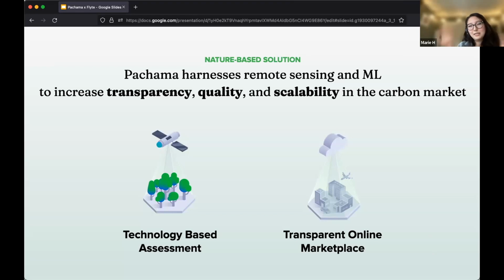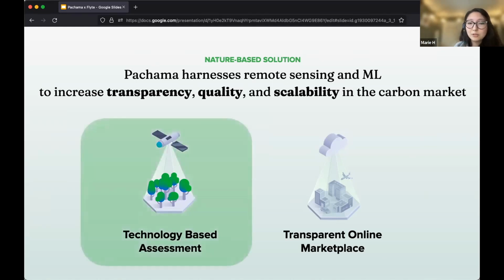So we have two buckets: focusing on technology-based assessment of the quality of carbon credits, and a transparent online marketplace. Within the first bucket of tech-based assessments, we work on things like an algorithmically generated impartial baseline off of which to calculate the crediting numbers, deforestation monitoring, and scaling hand-collected biomass measurements to broader areas. In the second big bucket, teams work on easy and secure purchases and showcasing quality projects.